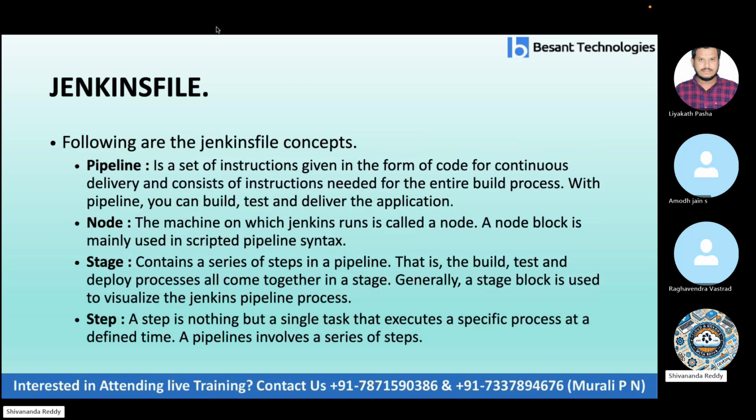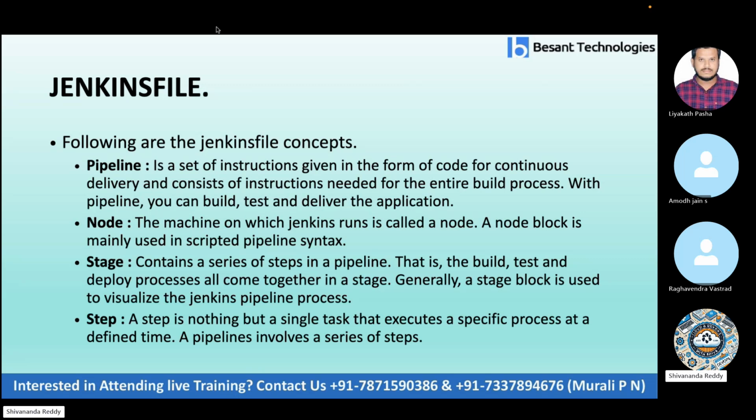Following are the Jenkins pipeline concepts. In any standard Jenkinsfile, these four keywords will be common. First keyword: pipeline. What is the meaning of pipeline? A pipeline is a set of instructions given in the form of code for continuous delivery, and consists of instructions needed for the entire build process. With a pipeline, you can build, test, and deliver the applications.